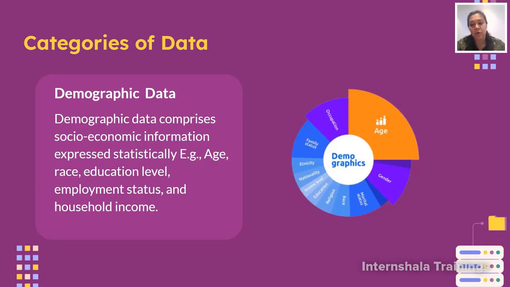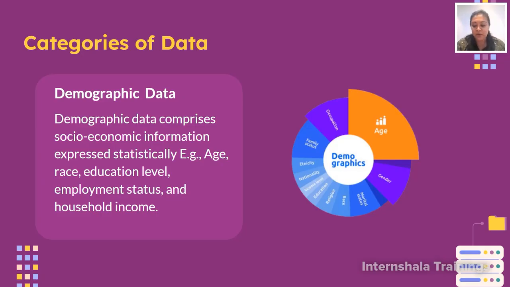So that means all the attributes or properties of a particular customer, from his age, from his education, from his race, from his income, everything. All these specific ingredients of a particular customer, that is called the demographic data.